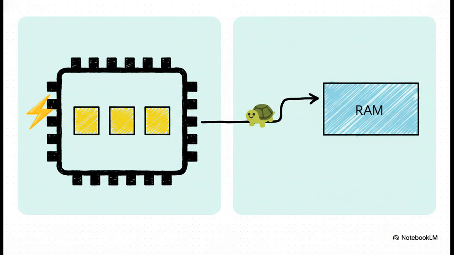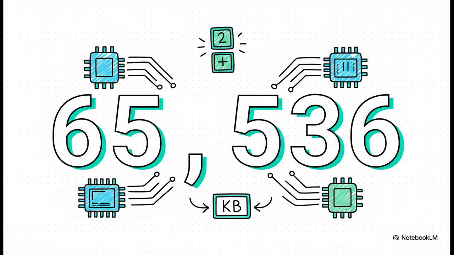The difference is massive. Fetching from RAM is like a long walk to the pantry for an ingredient. Using a register is like having it right there on your cutting board. That's why those little internal scratch pads are so incredibly important. And these physical design choices create hard limits.